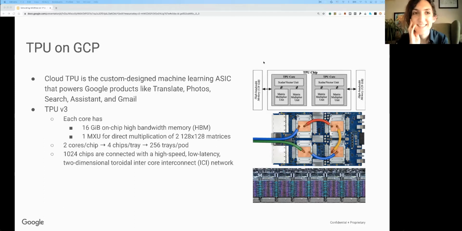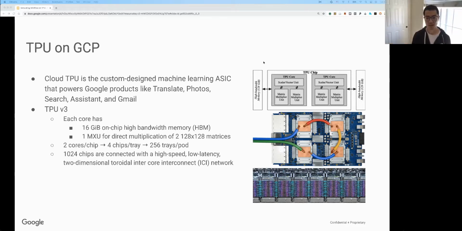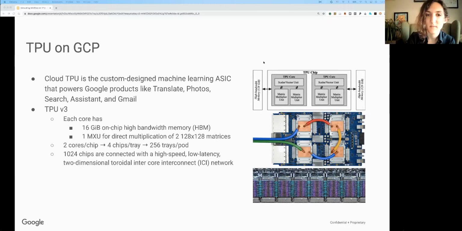It's really exciting. And so we can get access to TPU hardware by using Google Cloud Platform? Yes.